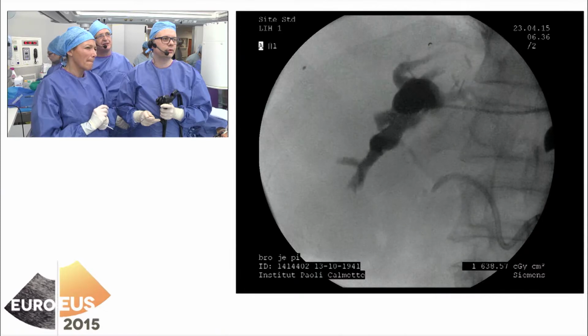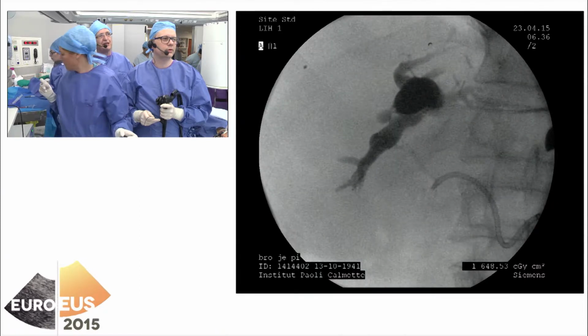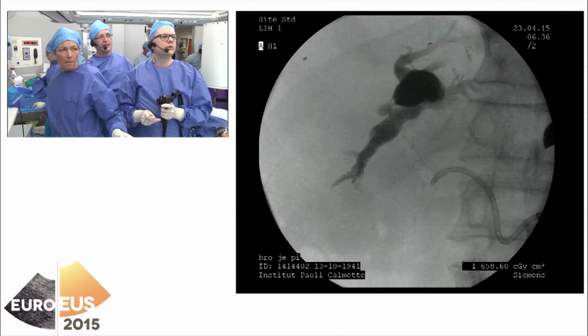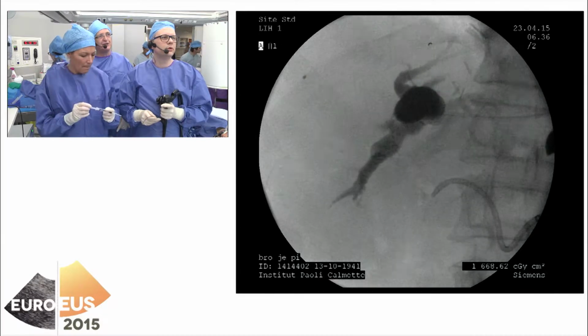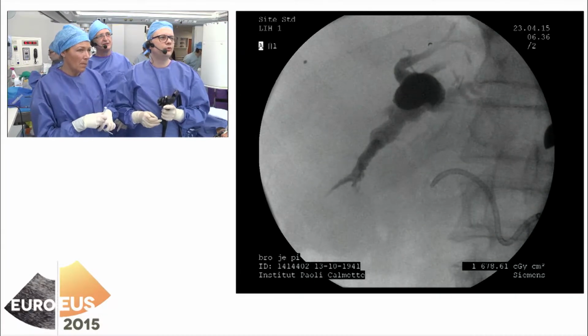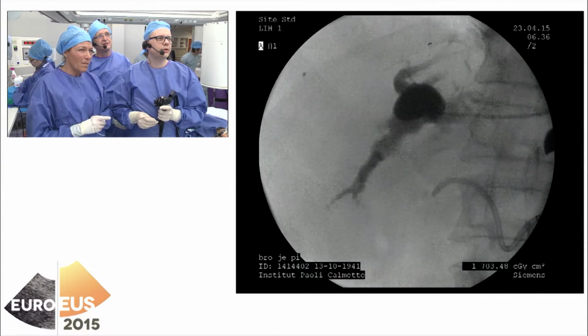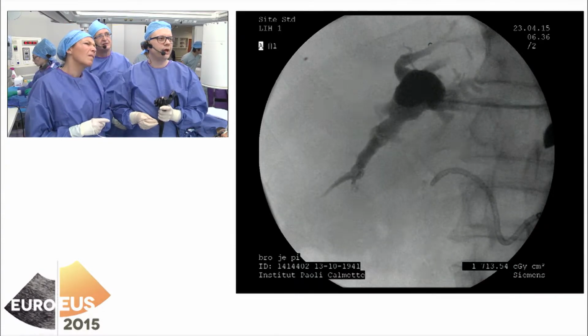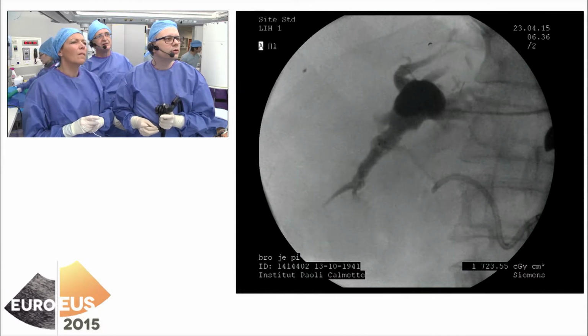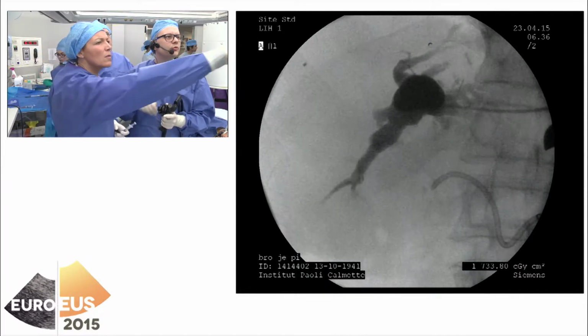Yes. No, that's a secondary branch. But we were in the good axis at the time of the puncture. So I pull back the catheter, and we will try one more time with guide wire to find probably air.